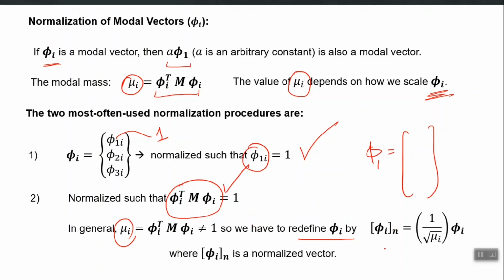So, one, the normalized mode shape will be the original mode shape divided by the square root of mu I. If you normalize the mode shapes this way, you will satisfy this equation, right. You calculate the square root of mu I and divide all entries of phi I by that number. You normalize it such that this equation will be satisfied.